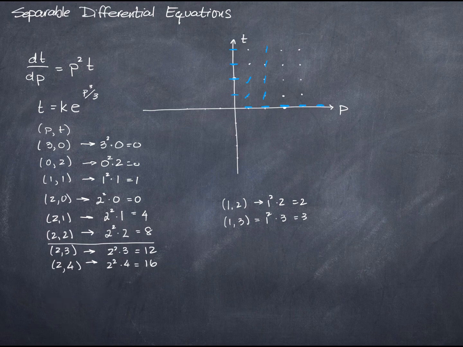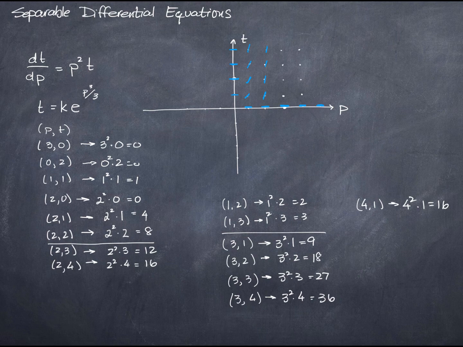I did 1, 2, and found the slope was 2. I'd already done that over here. And then I did 1, 3, and I found the slope was 3. And I noticed, oh gosh, my input's always going to be 1 squared times whatever this number is. So at 1, n, my slope will always be n. That means at 1, 3, my slope will be 3. At 1, 4, it will be 4, and so on. Now I'm going to go do a few more where the input is 3 and 4.